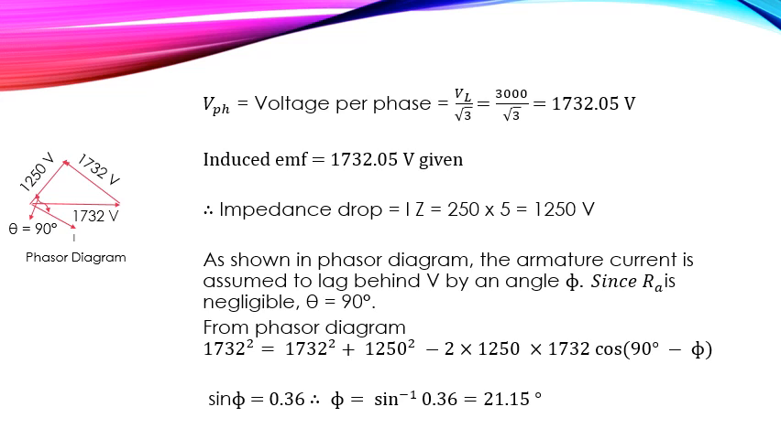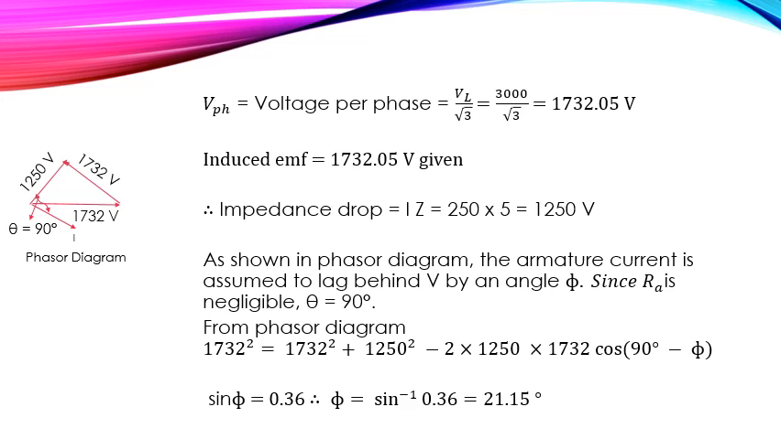per phase voltage, then induced EMF, impedance drop, and then using this we have to draw a phasor diagram. So take V per phase voltage as a reference, right? Then show the current vector I lagging behind this phase voltage of 1732 volts by an angle phi. Right? But here as armature resistance is negligible, so the current vector I will be approximately at 90 degree to the XS, or we can say that impedance drop, that is 1250, right?